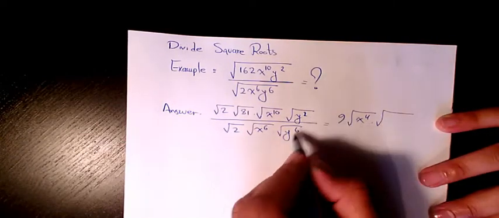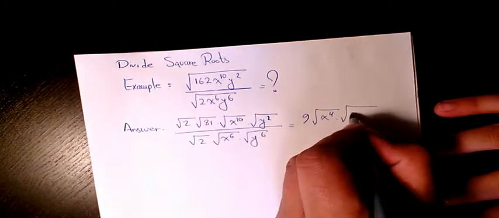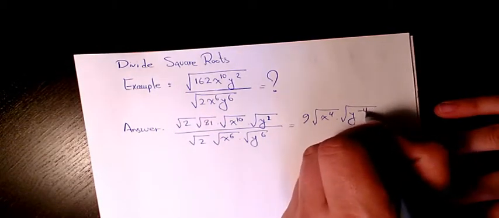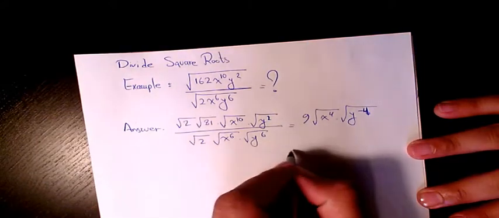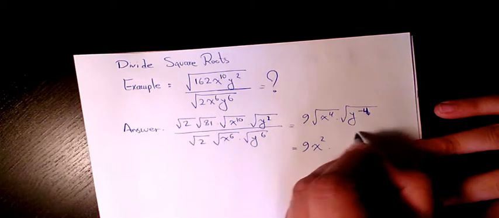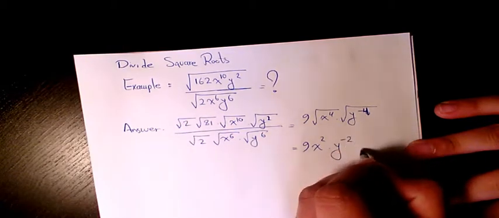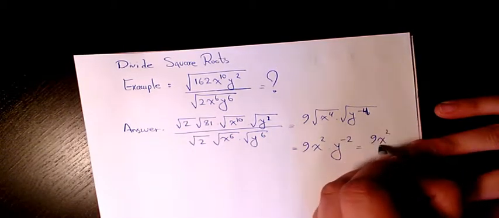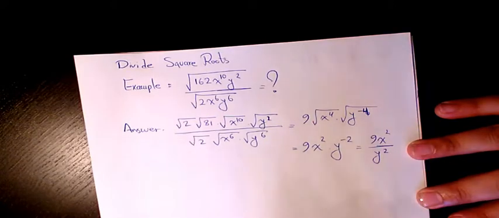Then y to the power of 2 divided by y to the power of 6 is y to the power of negative 4. So the answer is going to be 9x to the power of 2 y to the power of negative 2, or 9x squared divided by y to the power of 2.